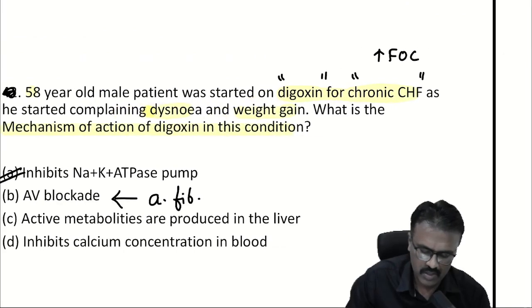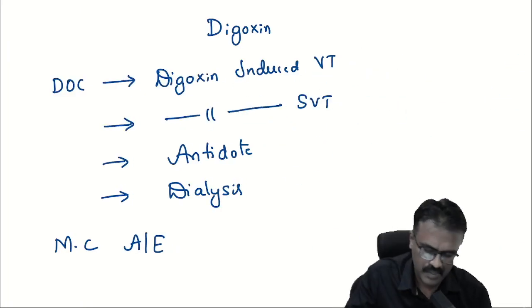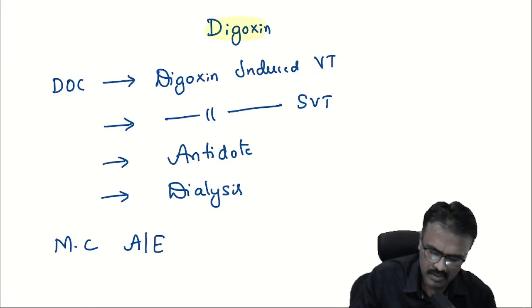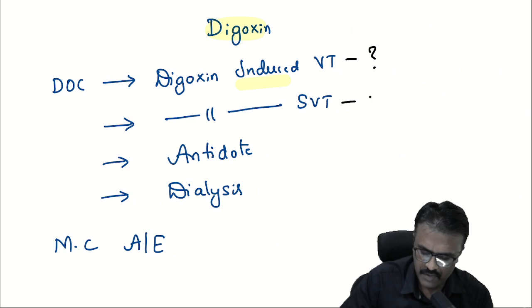What should I know about digoxin? I know mechanism. Then what else I should know, sir? See here. What they ask you is, what is the drug of choice for digoxin-induced VT? This one is for you guys. Answer me. For SVT, we use beta blockers.